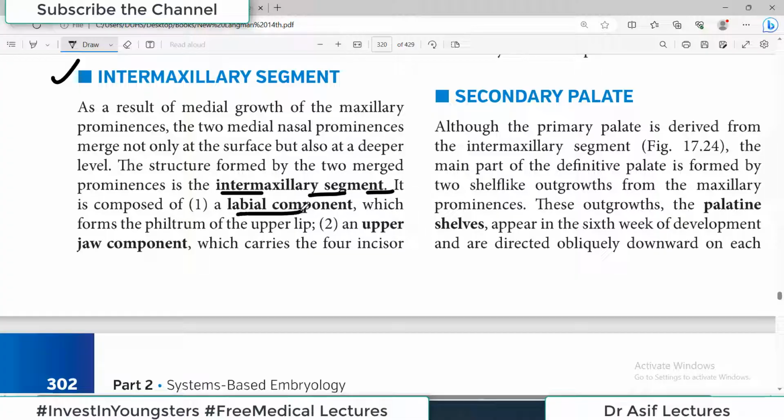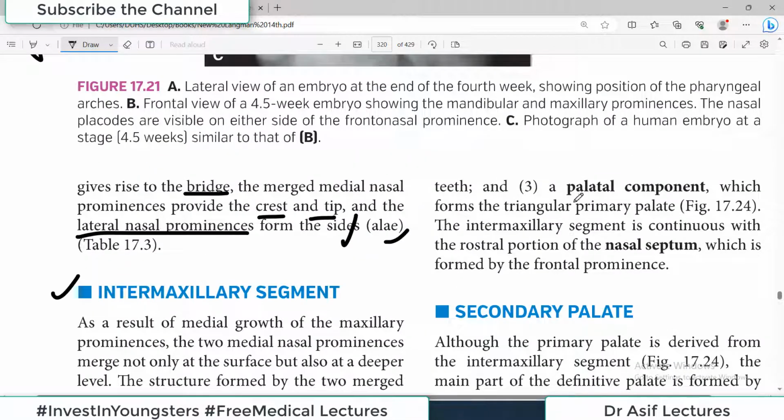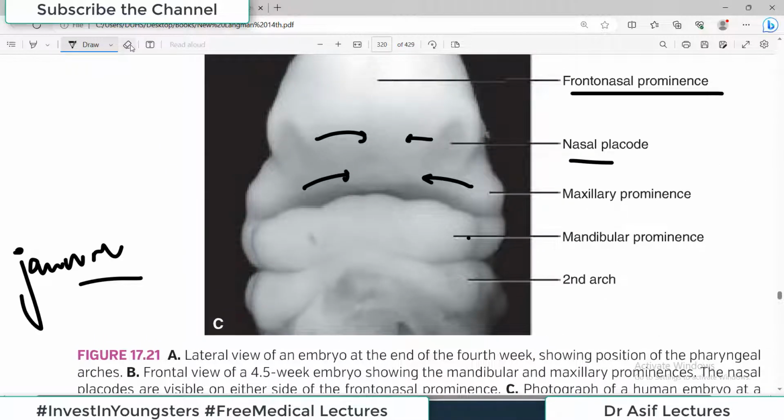और it is composed of a labial component which forms the philtrum. अभी मैं diagram पे दिखाता हूँ. The upper jaw component which carries the 4 incisor teeth and also a palatal component. The intermaxillary segment is continuous in the rostral portion as the nasal septum. Again concept बिल्कुल clear अगर आपको रखना है तो आपको ये समझना होगा कि हो क्या रहा है.